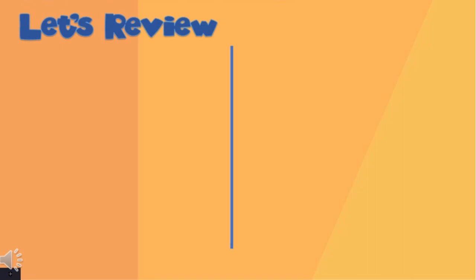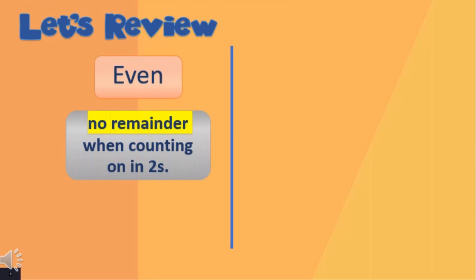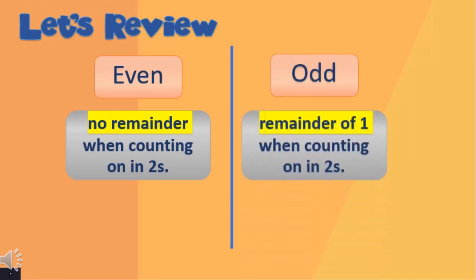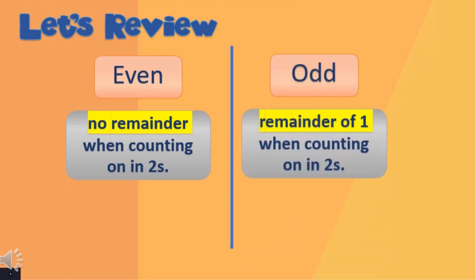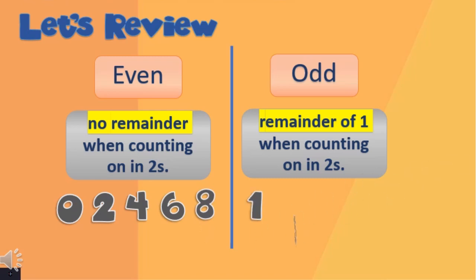But remember, even numbers are numbers that have no remainder when counting on in twos. And odd numbers are numbers that have remainder of 1 when counting on in twos. Even numbers, we have 0, 2, 4, 6, and 8. And for odd numbers, we have 1, 3, 5, 7, and 9.